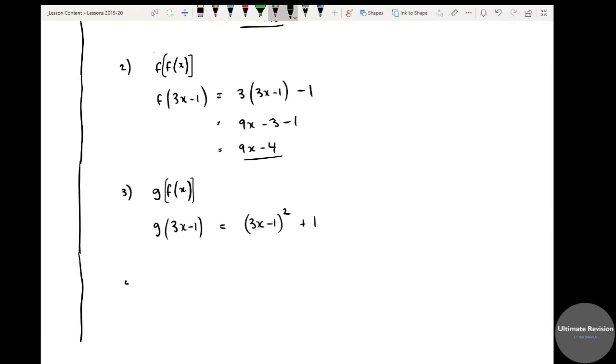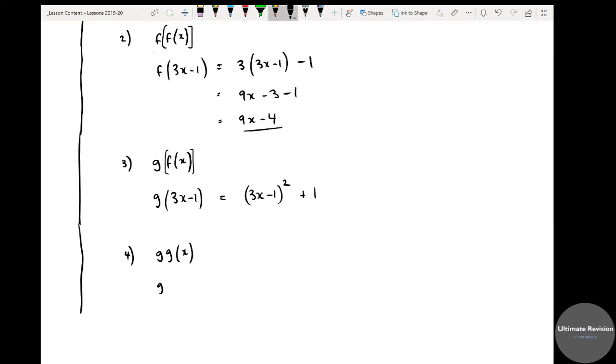That's fine. And finally, let's just do one more example. Let's go for g(g(x)). Well, I know that g(x) is equal to x squared plus 1. Okay. And then what I do is, again, I go back to my g(x), I take x out, and I put in x squared plus 1 in its place. So (x squared plus 1) squared plus 1, that would be my final answer.